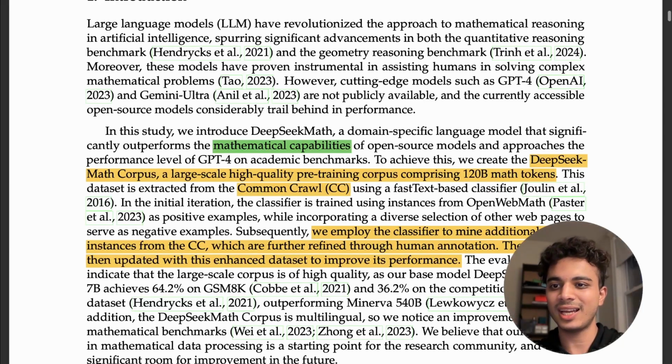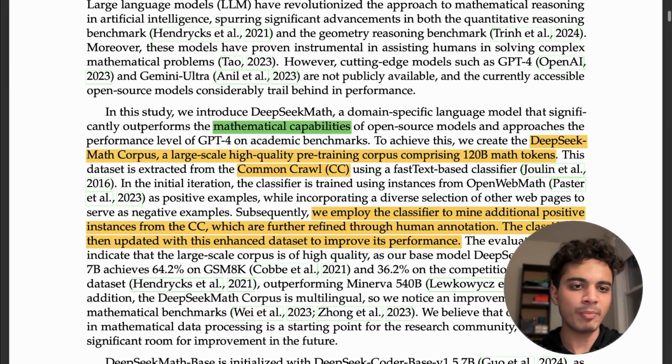So it significantly outperforms the mathematical capabilities of open source models. We have already seen that. So DeepSeek Math Corpus is what they are introducing in this paper. It's a large scale, high quality pre-training corpus comprising 120 billion math tokens.